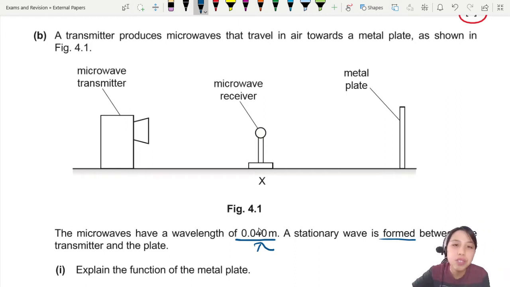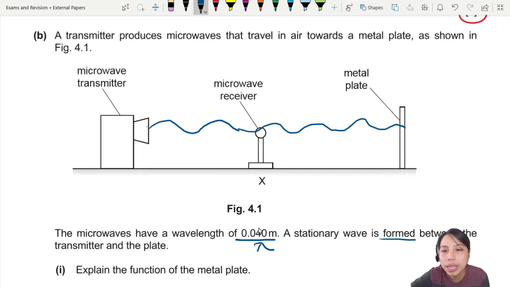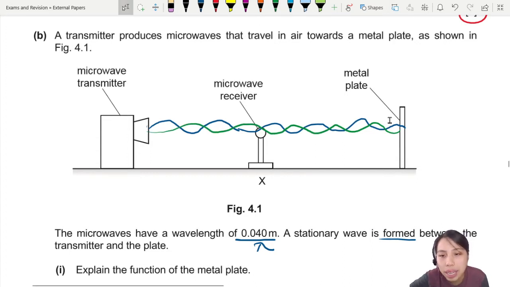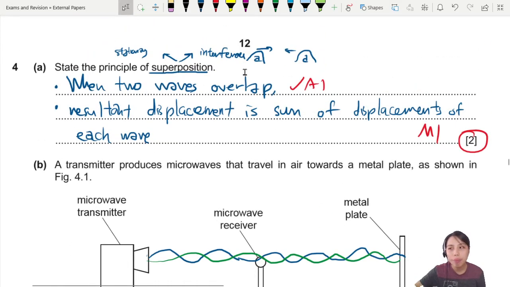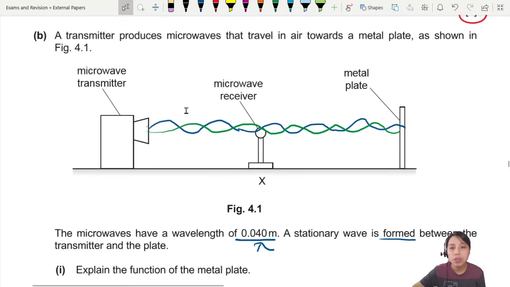So the microwave transmitter will first send out the initial pulse. This is what we call incident wave. So maybe it travel until here. When it hit the plate, it will bounce back and reflect. So maybe it forms something like this. And these are traveling through each other. So we'll form a stationary wave pattern between the transmitter and the metal plate, because there are two waves, the reflected and the incident wave, adding together. Two waves overlapping together under very specific conditions.